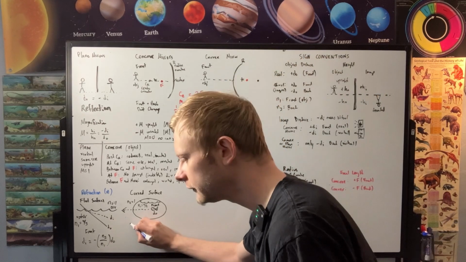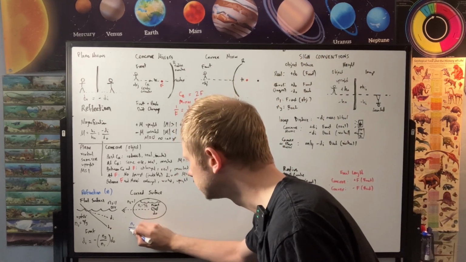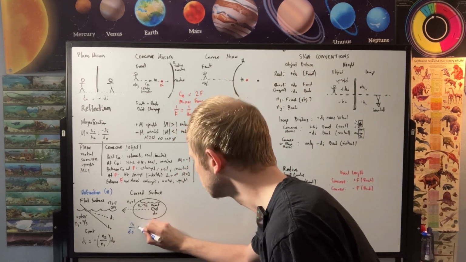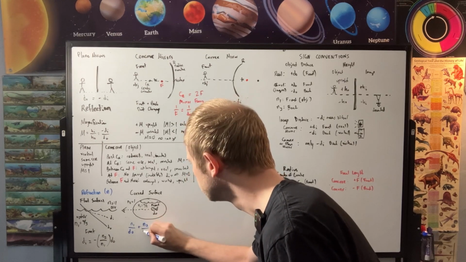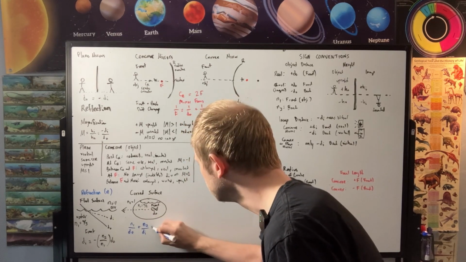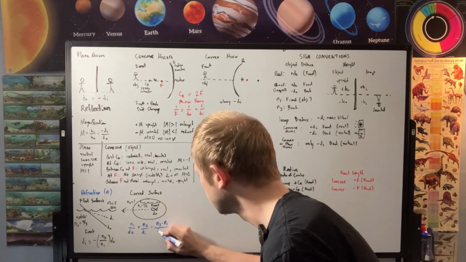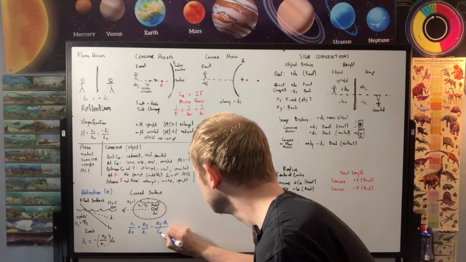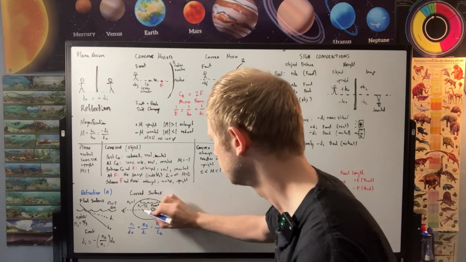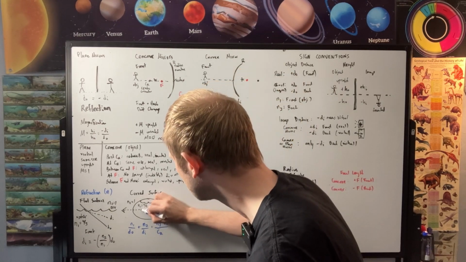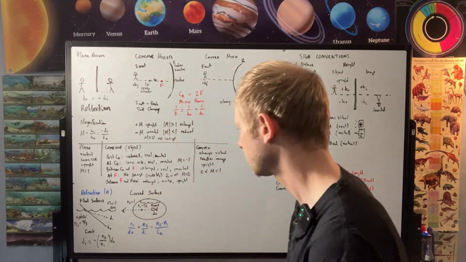And we have this little equation here. We could say n1 over d object plus n2 over d of the image is going to be equal to n2 minus n1 divided by the CR, which is the center of curvature, and we'll put that right here. This is the point CR.